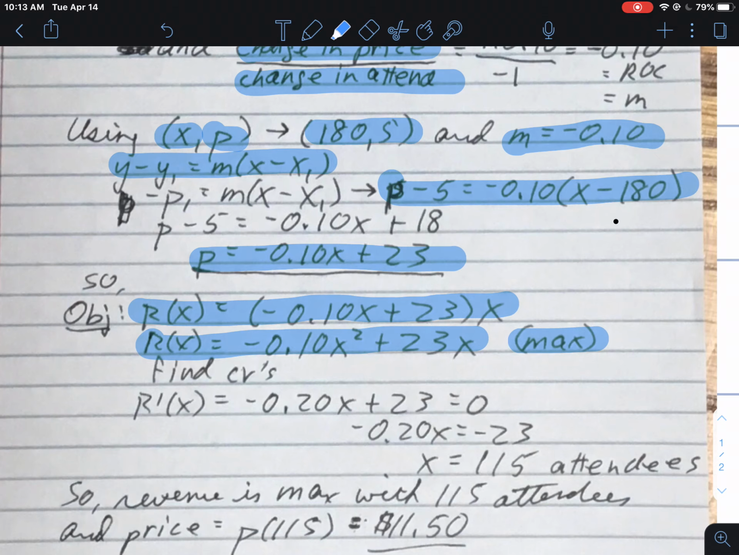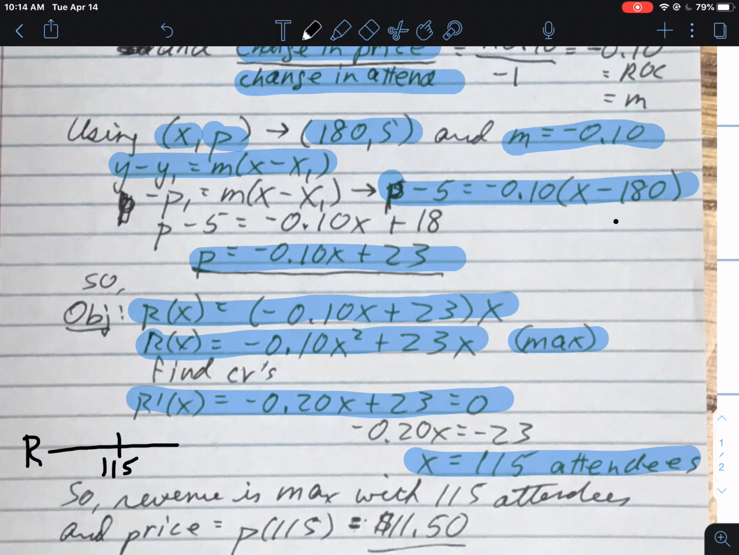And now we just follow through with finding the maximum or minimum value. So we find our CVs, so R prime, and find our derivative, again a nice little power function. Set that equal to 0 and solve it. And I get x equal to approximately 115, or I think this comes out exactly 115 attendees. Now, what is that value for x? That is the critical value of the revenue function. We said we want to actually make sure that that is where we have the maximum value for our revenue function, right? Because that's our critical value.